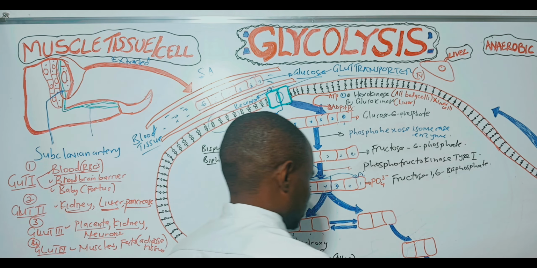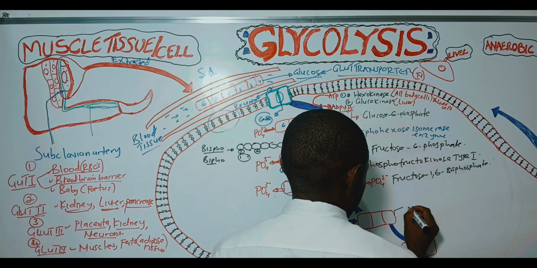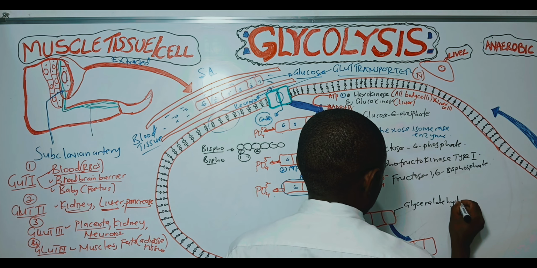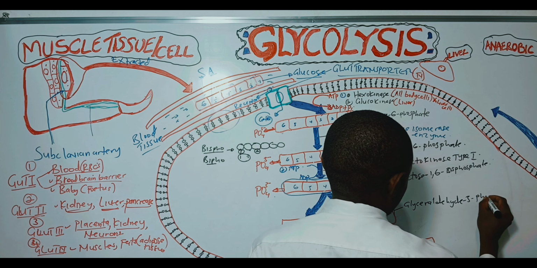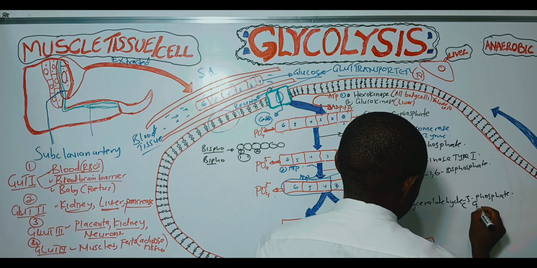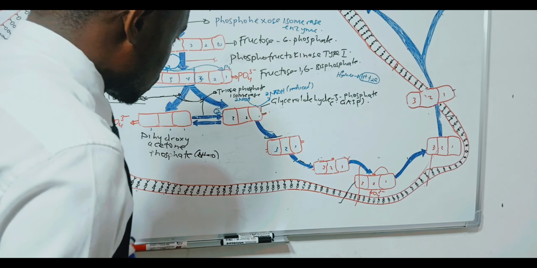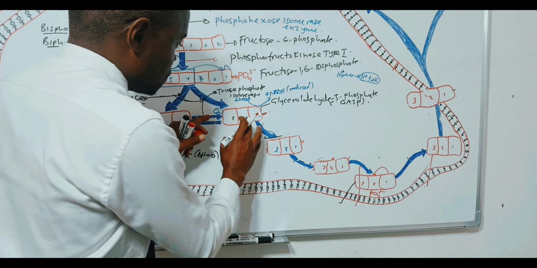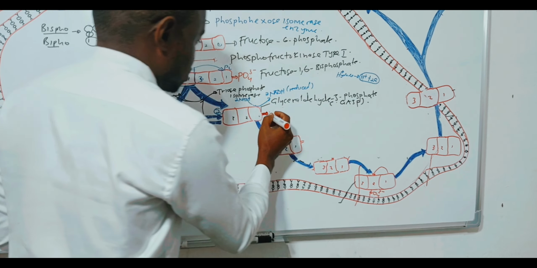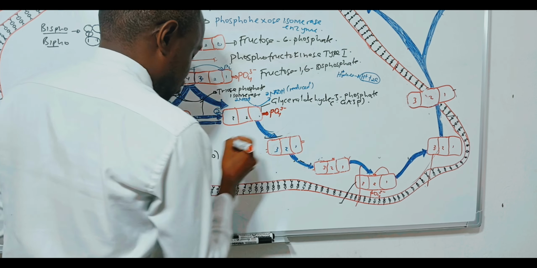Then this one is going to be called glyceraldehyde 3-phosphate. It is also abbreviated as GA3P. So we have a phosphate which is here, glyceraldehyde 3-phosphate, or GA3P. That is, the phosphate group is here.